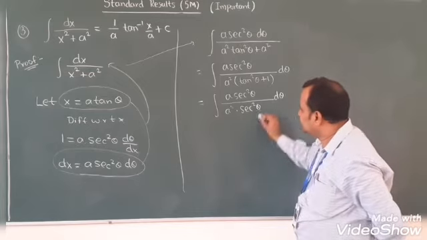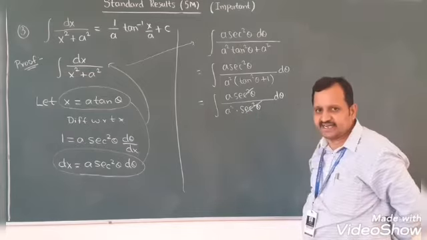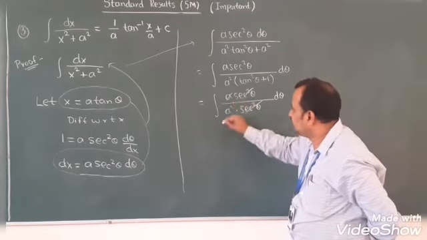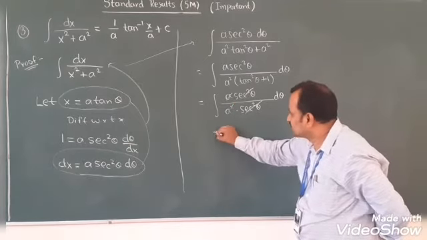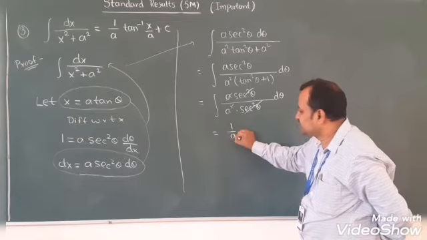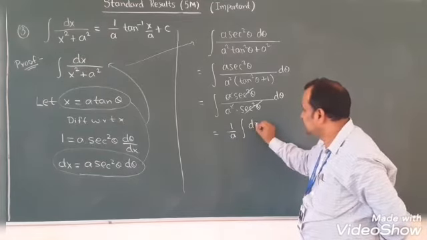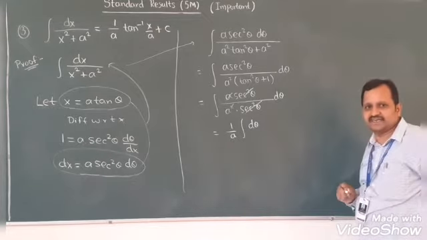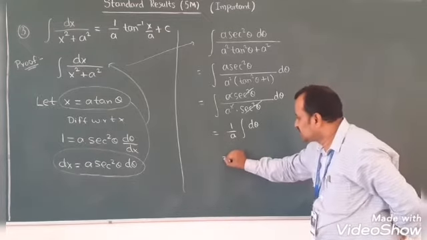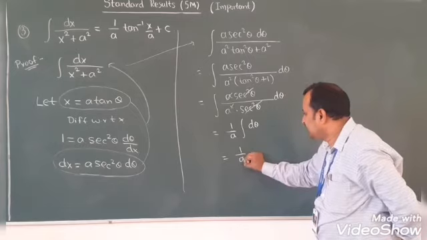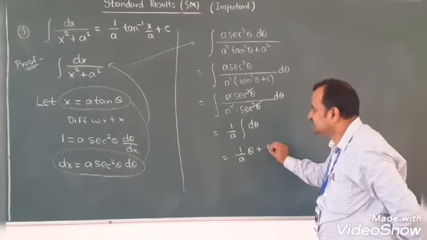You can see here secant square theta cancels, one a cancels. So what is left? 1 by a is constant, it will come outside, and this we can write as d theta. What is the integral of d theta? It is nothing but theta. So this I can say 1 by a into theta plus c.